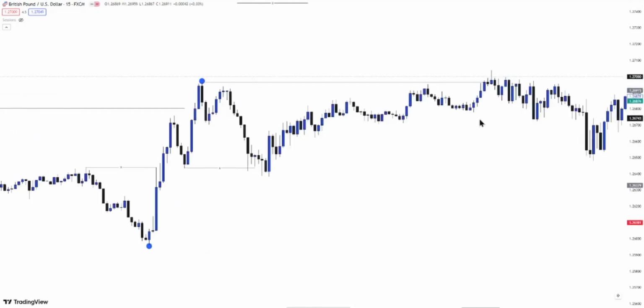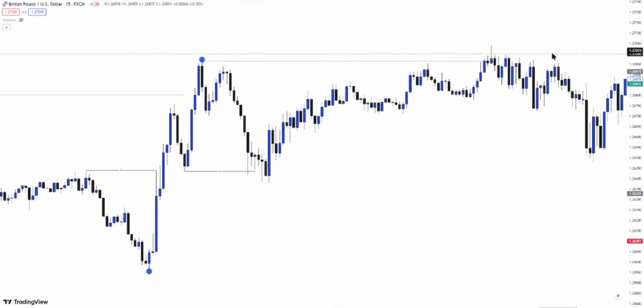It closed above. Yes, it slightly closed above, because one has to be very sure of what we are doing. So this becomes your strong low now.